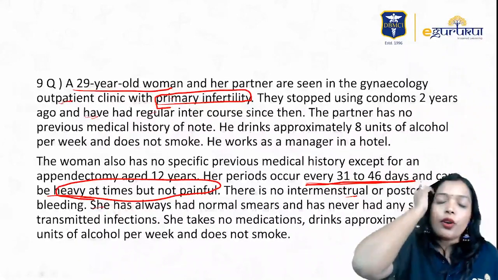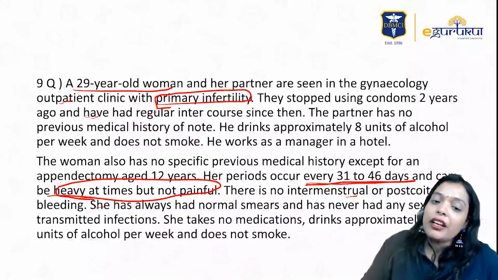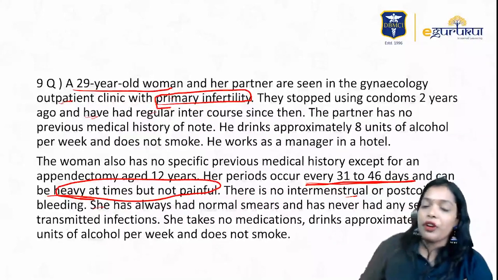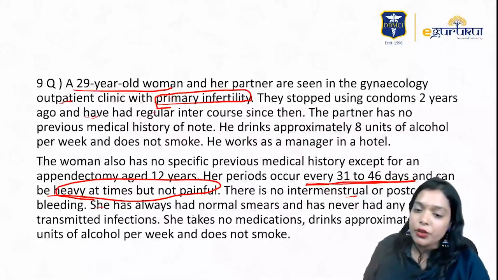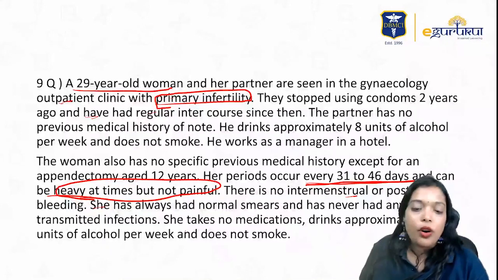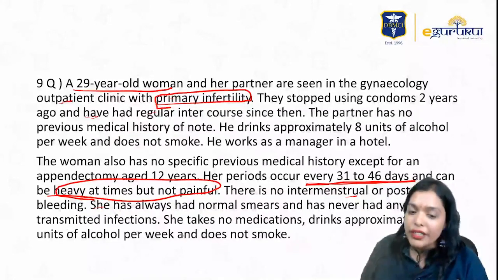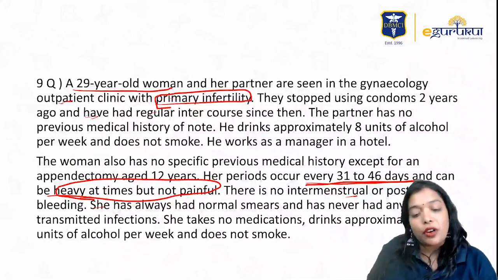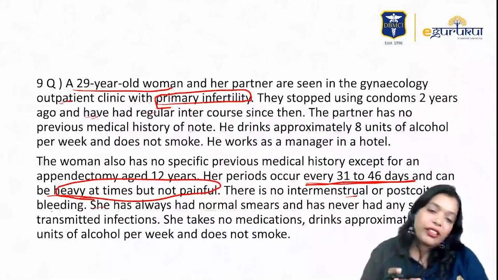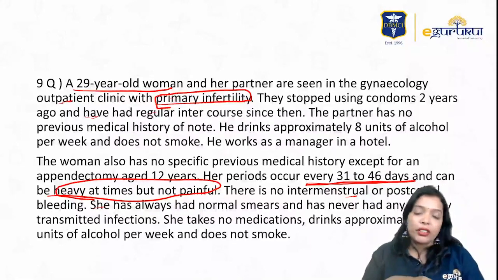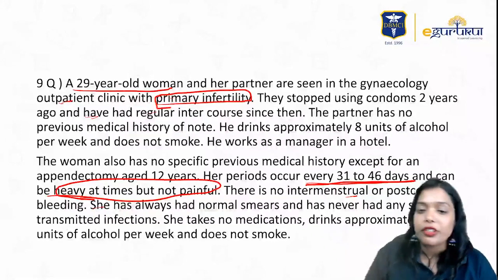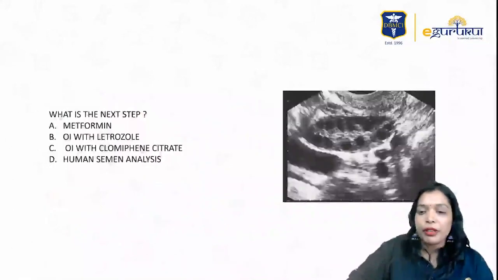Whenever you have a prolonged amenorrhea followed by heavy bleeding and a painless cycle, that is more in favor of PCOD. There is no intermenstrual or postcoital bleeding. She always had normal smears and has never had any sexually transmitted infection. She takes no medication, drinks approximately 6 units of alcohol per week, does not smoke. So basically we had only 4 points which are important in this entire big question. When you get a big question like this, don't give up on the question. Have a quick glance. Most of the time they'll be easy.